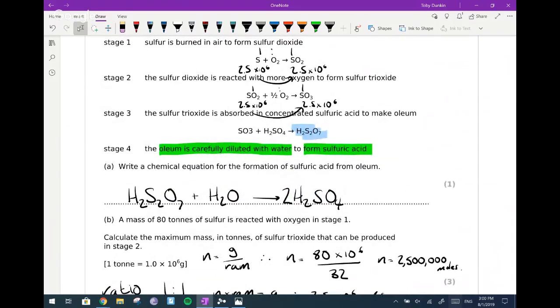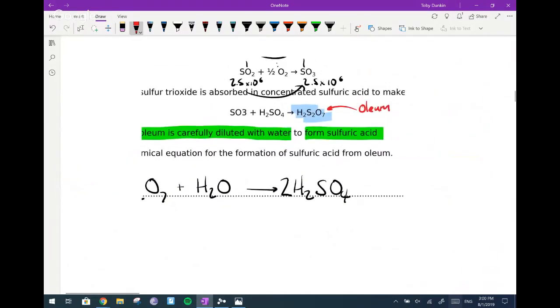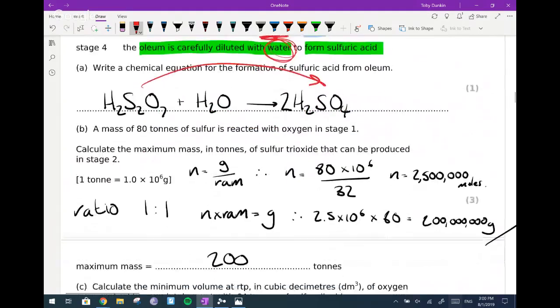So first of all, write a chemical equation for the formation of sulfuric acid from oleum. Now that's really hard, because what you have to do is read through it. You have to identify oleum for a start. There's oleum. Then you have to realize I need to turn oleum into sulfuric acid, which is here. Now I know that one. And then luckily it did tell you in step 4 that they added water, and then you had to balance. That was hard.